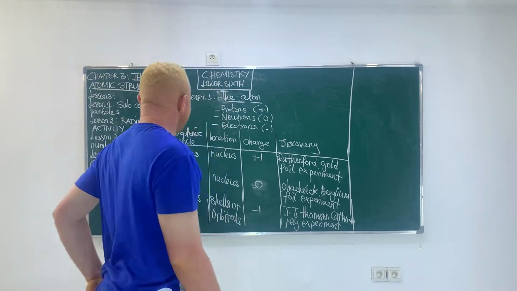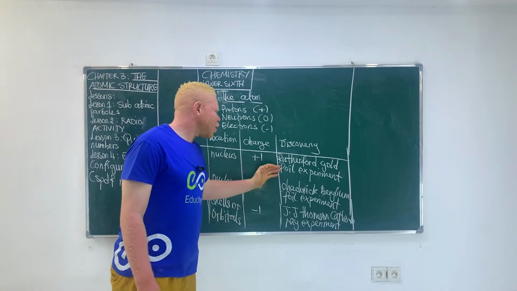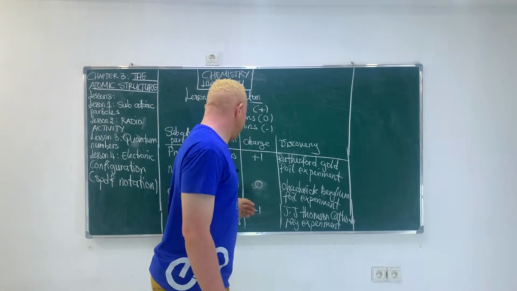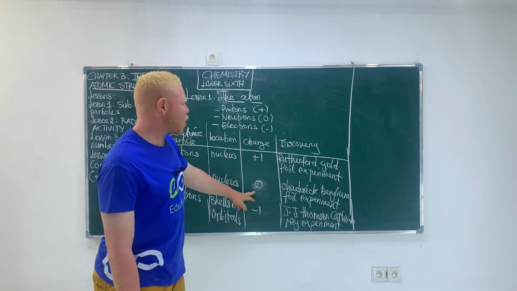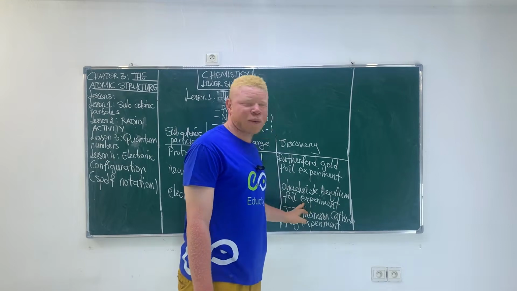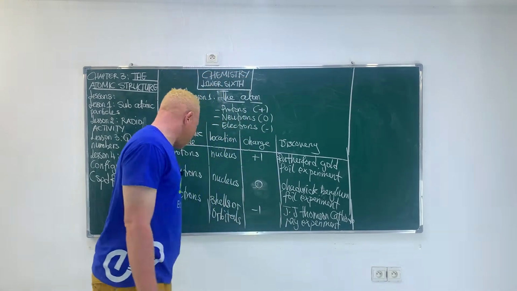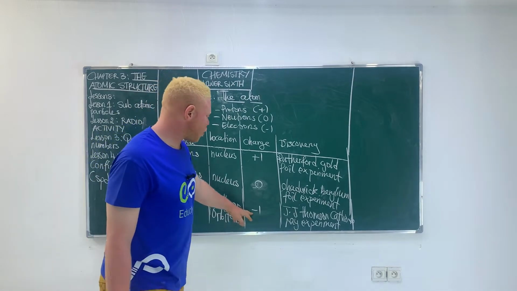So we have the protons, found in the nucleus, the charge is +1, the Rutherford gold foil experiment. The neutrons, also found in the nucleus, the charge is 0, the Chadwick beryllium foil experiment. We have electrons, found in the shells or orbitals, charge is -1.